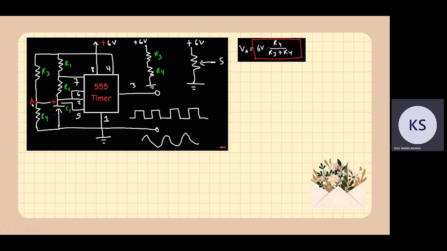When we increase our R4, it will also increase the voltage at point A. And when we increase R3, it will decrease the voltage at point A. So we can use a potentiometer, this is the symbol of a potentiometer, to replace R3 and R4. We will be using the potentiometer so we will be able to control the frequency and output a square wave.